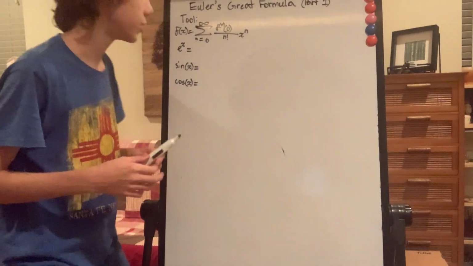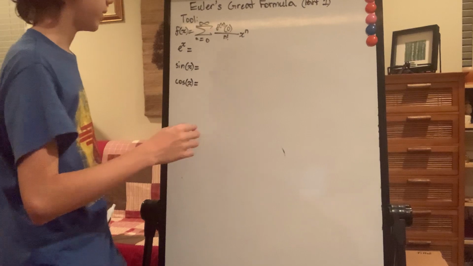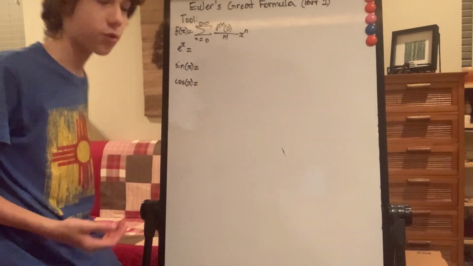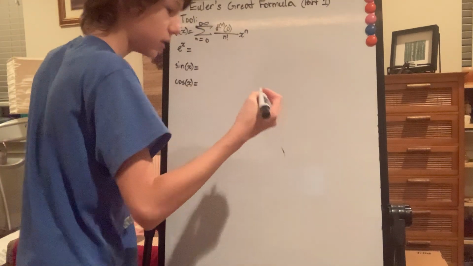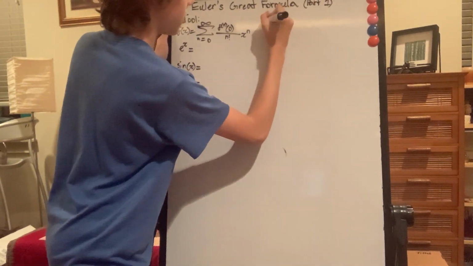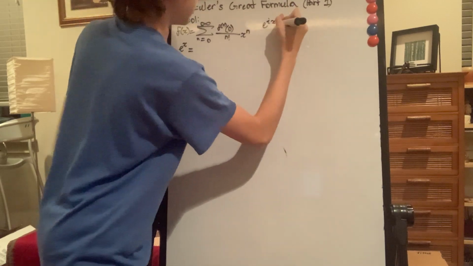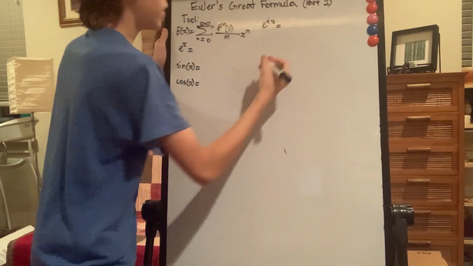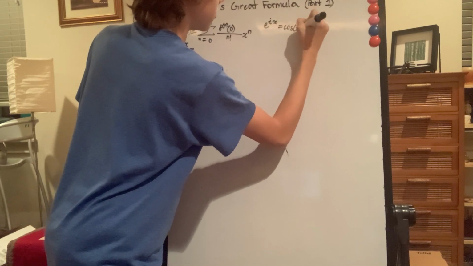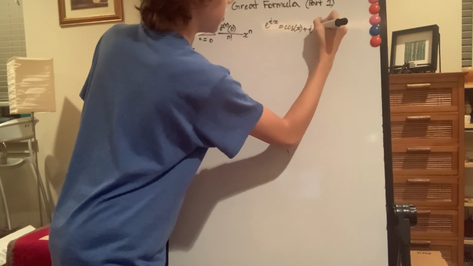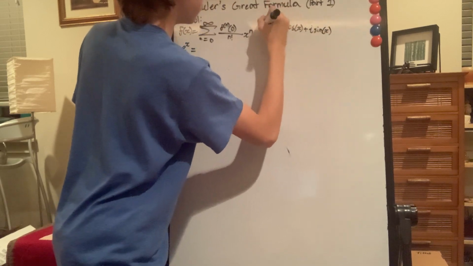Okay, welcome back everyone. So today I'm going to be doing a video on Euler's great formula and a derivation of it. And the thing is, Euler's great formula is just, well, I can give it to you right now. It's actually just e to the ix, or theta as it's commonly written, is equal to cosine of x plus i sine of x.